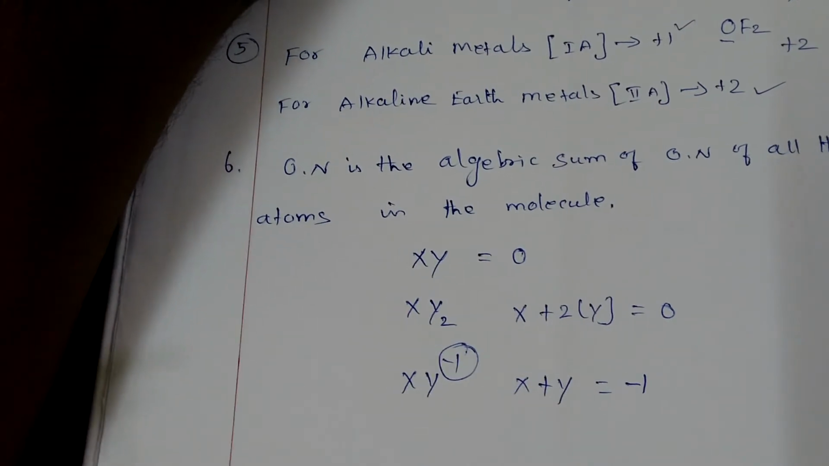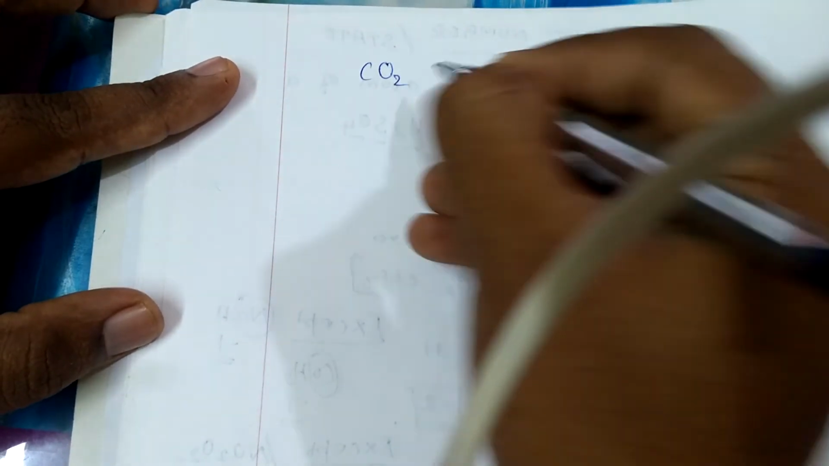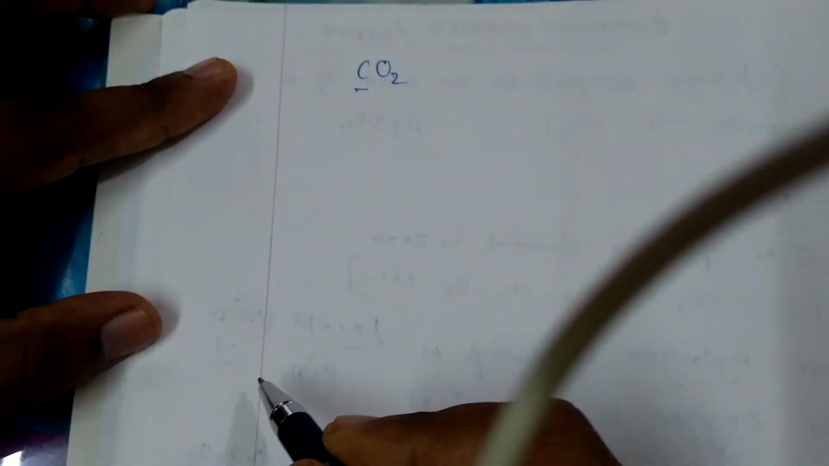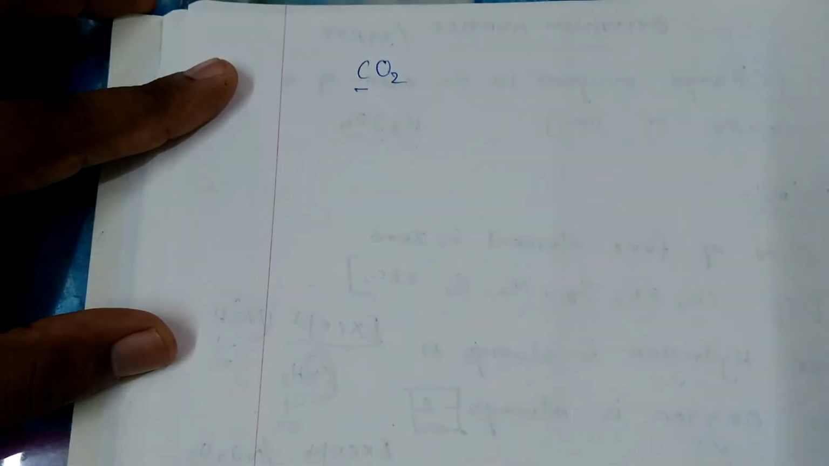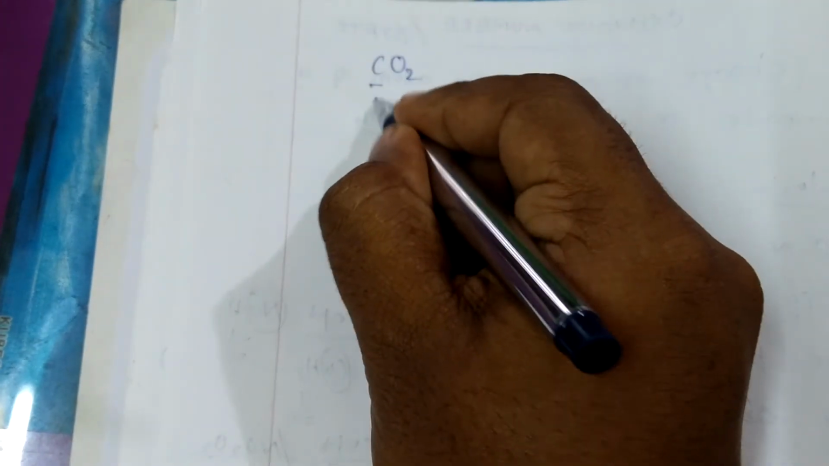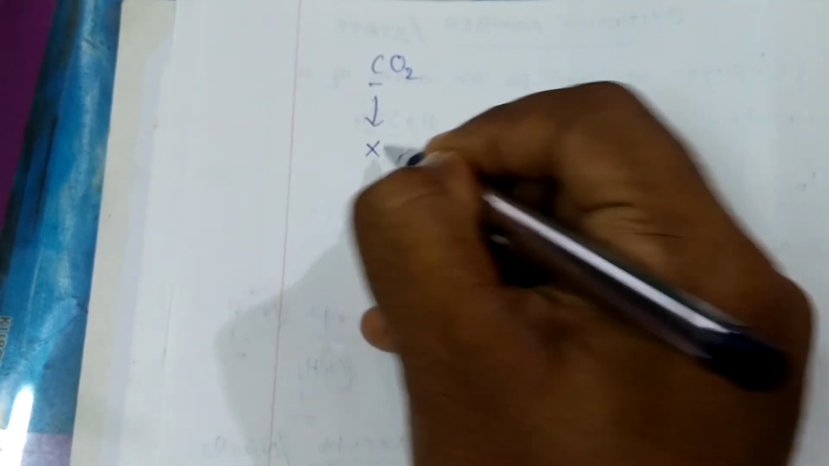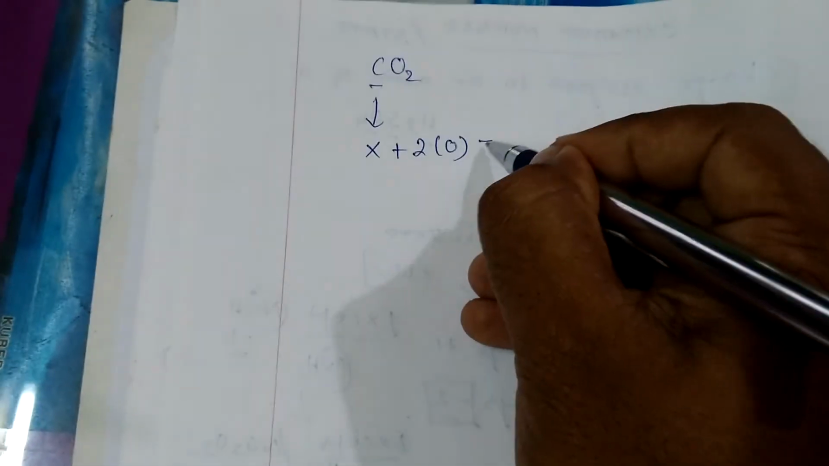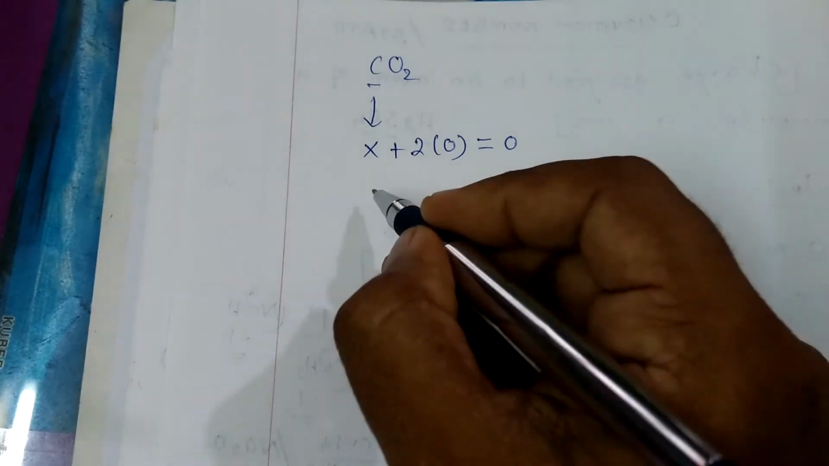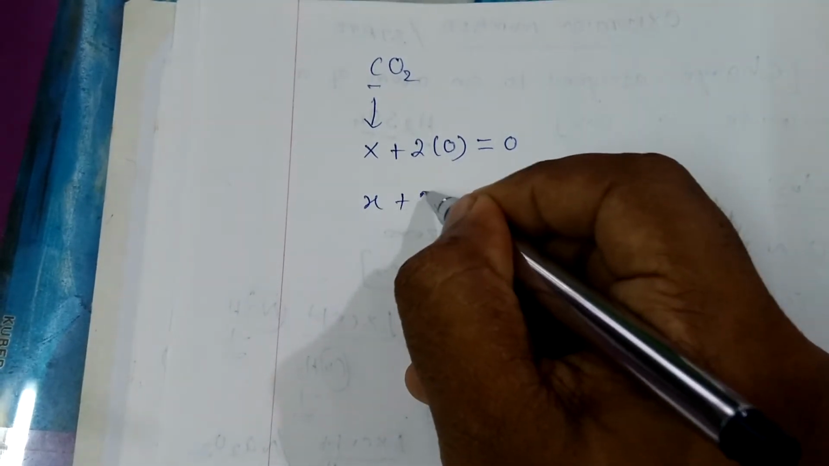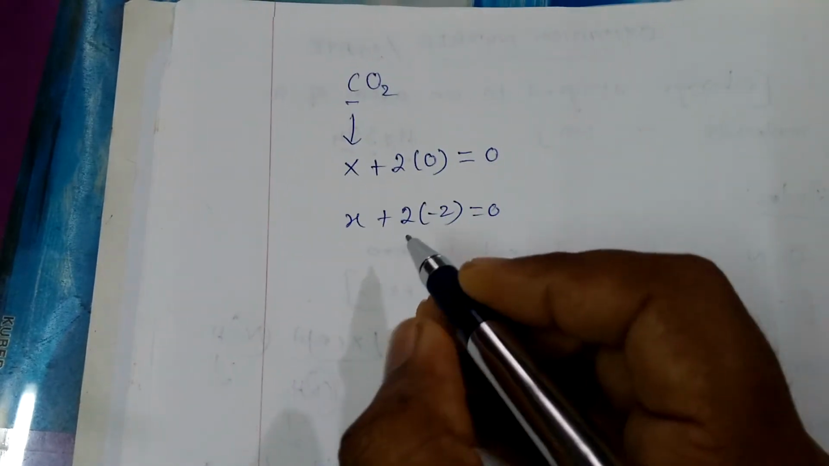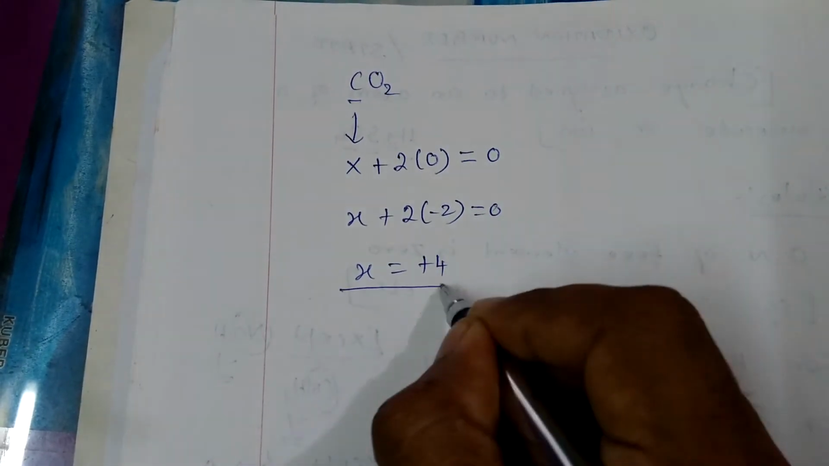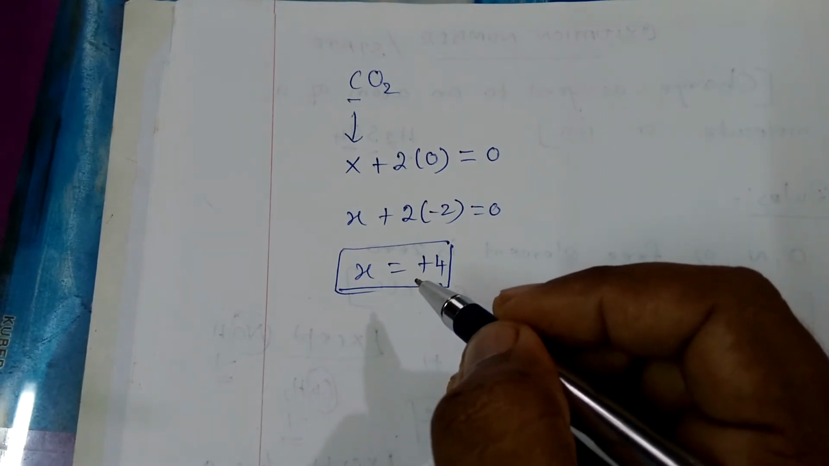Now let us discuss with examples. A simple molecule like CO2, in which you are going to find the oxidation number of the carbon atom. The element for which you are finding the oxidation number is taken as X. So X plus 2 into the oxygen. The sum of oxidation numbers is equal to 0, and the oxidation number of oxygen is always -2. So X plus 2 into -2 is equal to 0, then X equals +4. So +4 is the oxidation number of the carbon atom in CO2.